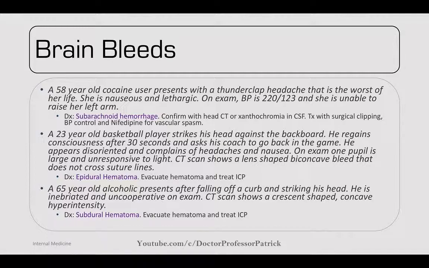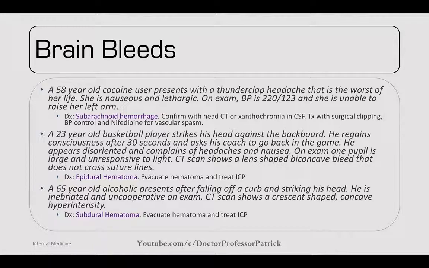You can confirm with a head CT, or you can do a lumbar puncture and look for xanthochromia in the CSF. Treatment would be surgical clipping and blood pressure control, and then you want to do nimodipine to prevent any vascular spasms.